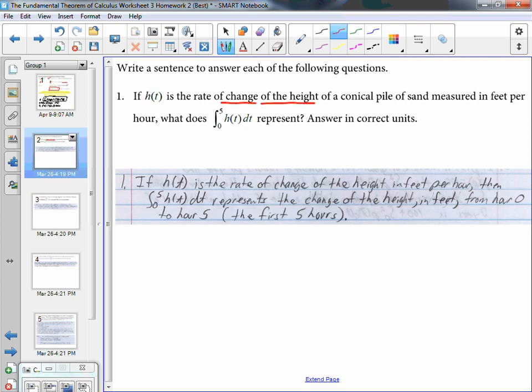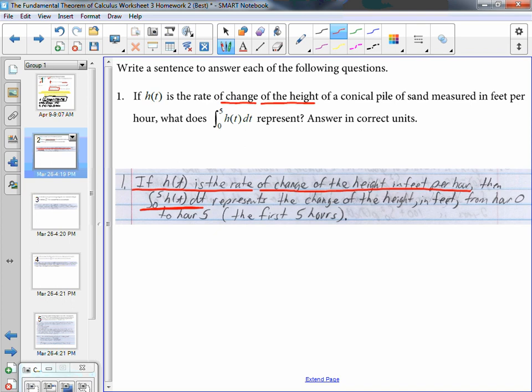So if h of t is the rate of change of the height in feet per hour, then, so I'm just rewording what they've given me. Now I'm stating the integral they told me to explain. I'm just getting started, gathering my thoughts, getting this thing together.